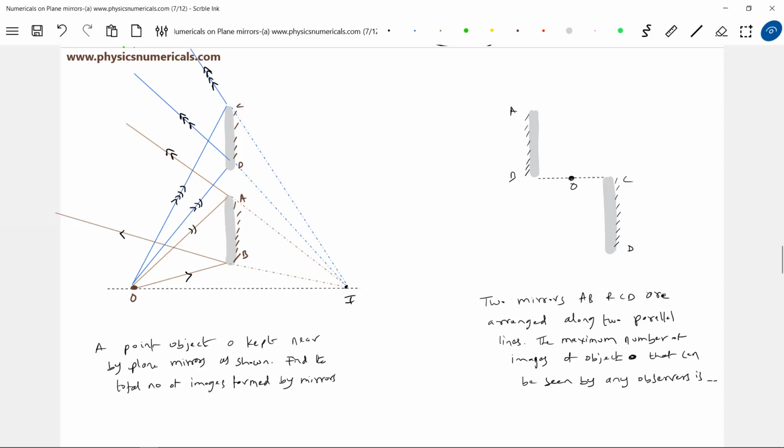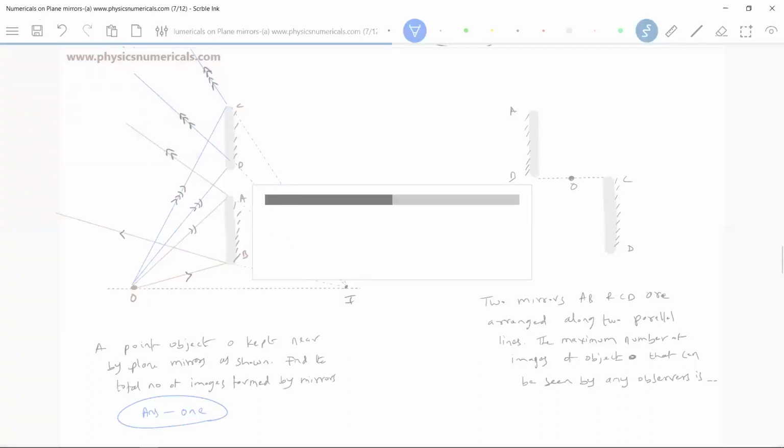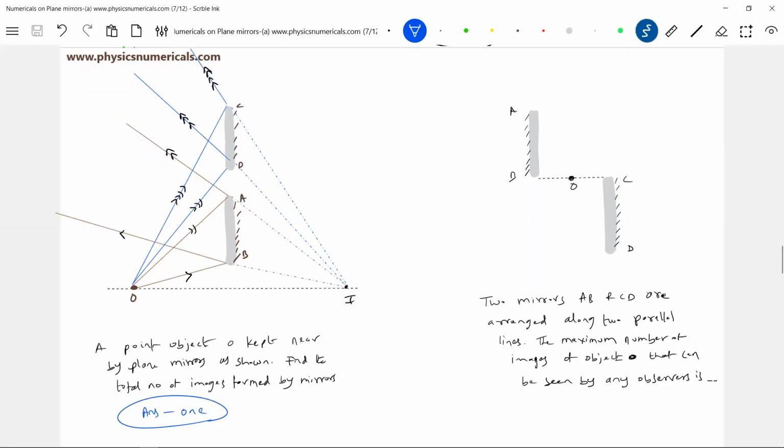Find the total number of images formed by the mirror. Answer should be 1. It's more a test of your basic geometry than anything else. Okay, after this: two mirrors AB and CD are arranged along two parallel lines. So these are two parallel lines. The maximum number of images of object O that can be seen by any observer is?